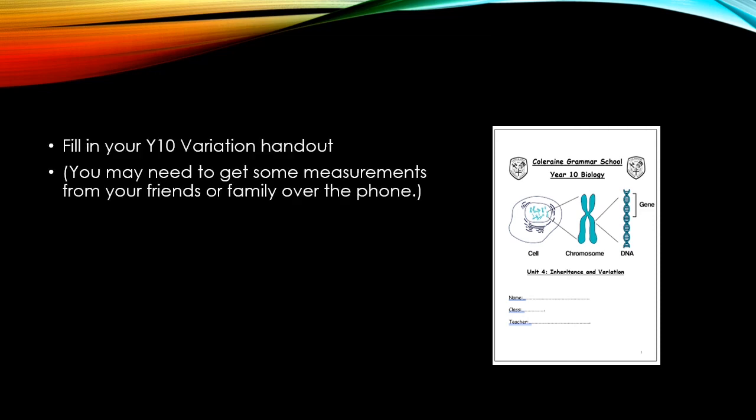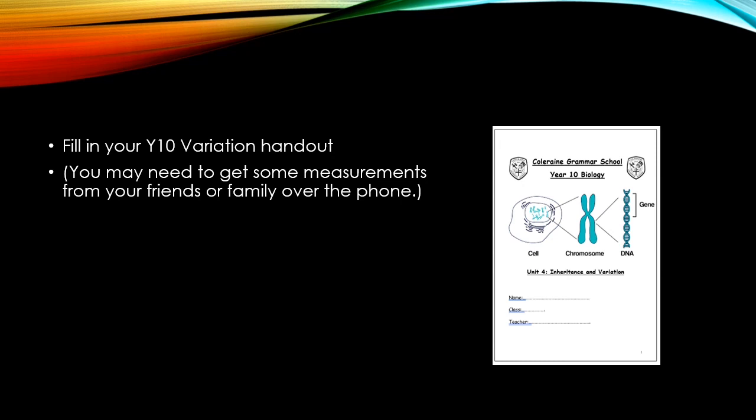For example, some of the things you need to do in the handout involve taking measurements from different people. That might be getting somebody's height, for example, or asking them if they can roll their tongue or not. Obviously, if you can't go outside and you have to stay at home, that's more difficult. So for things like height, you can phone your friends or family and ask what their height is, so you can do one of the first tasks.